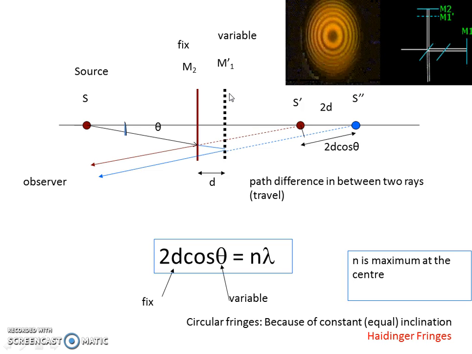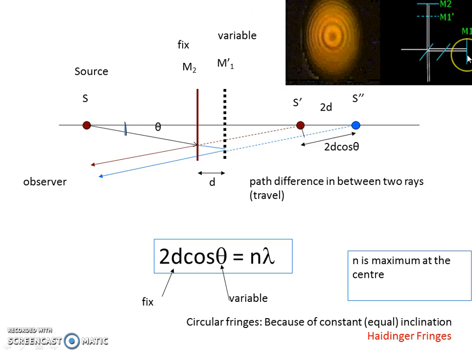So let us look at this. When you start observing from here, I am able to see two mirror images. That means there are two sources appearing from here, S1 and S2. So we can find the distance is 2d here. If you incline at angle theta, this becomes 2d cos theta. Look at the animation now.